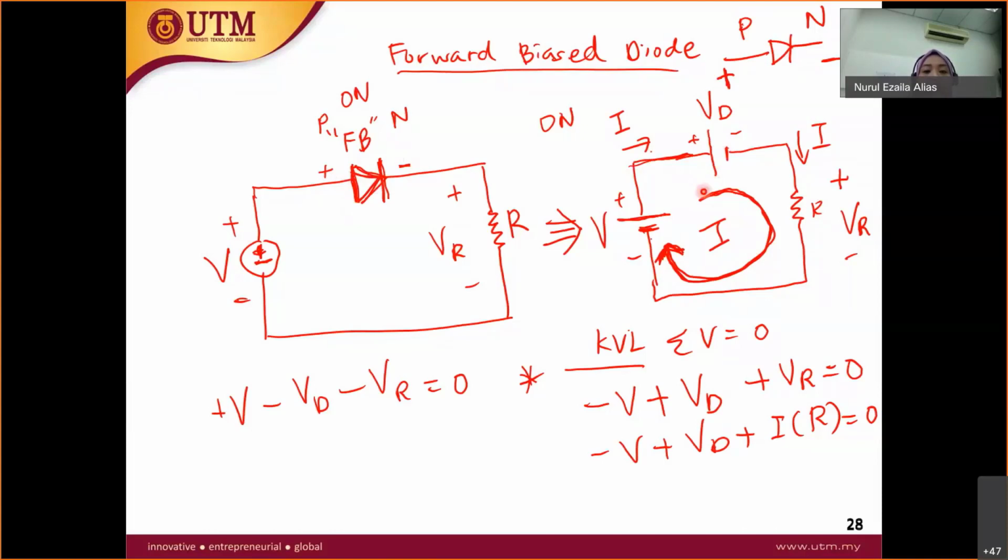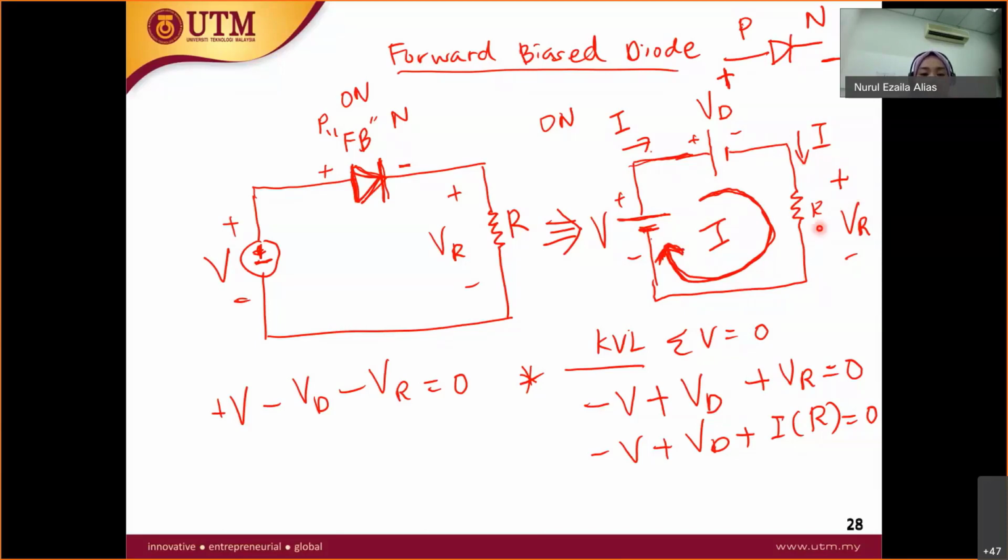So now you can perform KVL, meaning you apply a loop to this circuit. When you apply the loop clockwise, it looks like this. My way is I will choose the first terminal that the current meets. The first terminal is negative. So the KVL is negative V plus VD plus VR. You know that VR is equal to current times resistor. So the current across this loop is I.